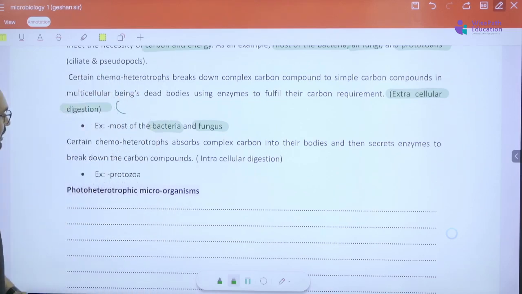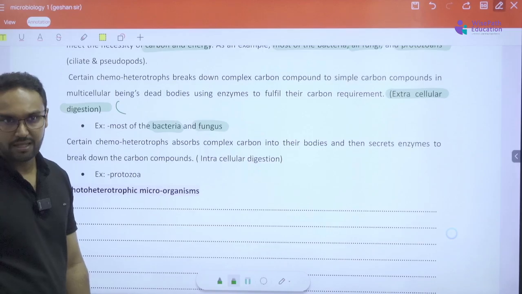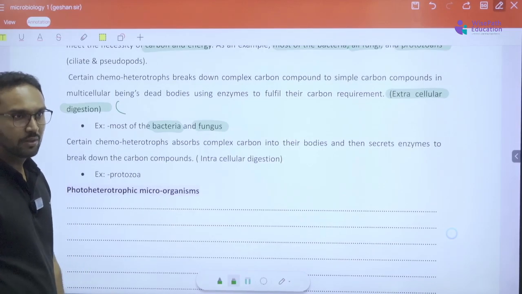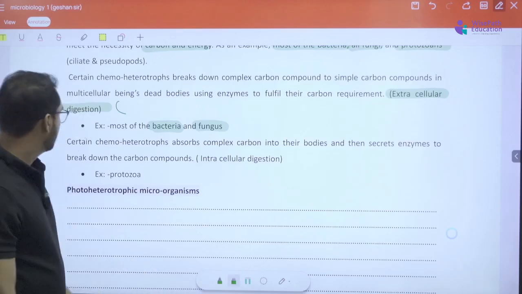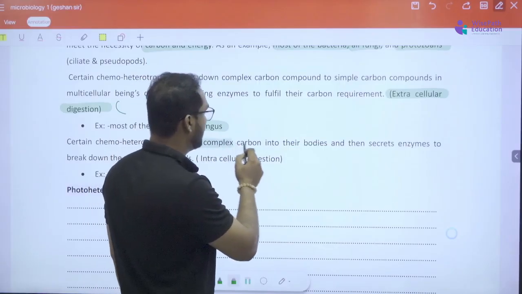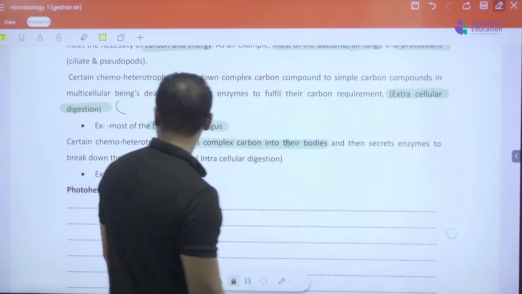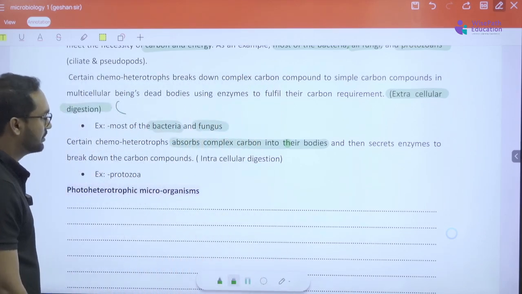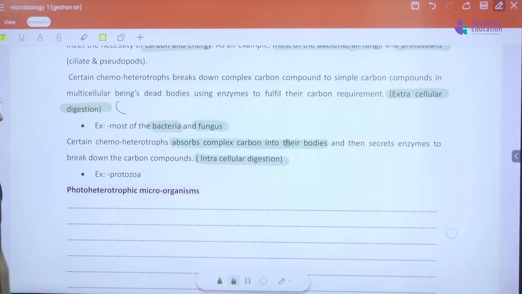So now that is called the intracellular digestion. It's usually done by the protozoa. Amoeba is one of the protozoa, and the paramecium is one of the protozoans. They all do intracellular digestion, right? So highlight these things. Certain chemoheterotrophs absorb complex carbon into their bodies and secrete enzymes to break down the carbon compounds intracellularly. That is intracellular digestion, right?